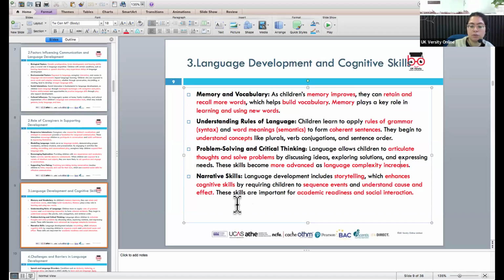Now these are important because now is when children would also start getting prepared for school. They need it because, as Aristotle said, humans are social animals. You would need people around you. So they develop their language for academic readiness, to flourish in school and also to interact socially. That is how language development and cognitive skills are interrelated.